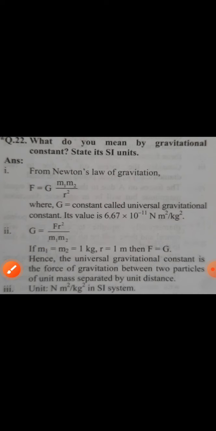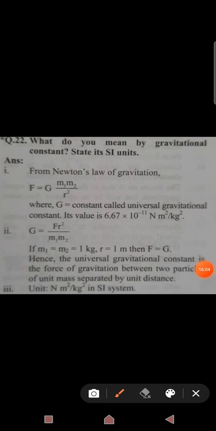Friends, here we can consider if m1 and m2 are equal to 1 and r is equal to 1, then what will happen?